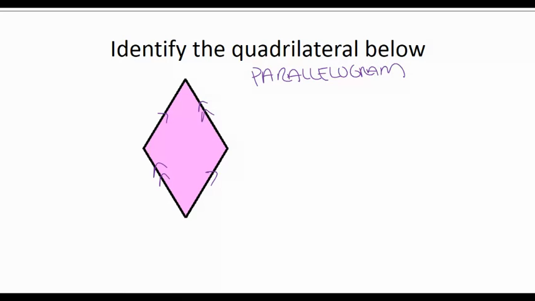Could it be a rectangle? It cannot be a rectangle because it doesn't have right angles. So if it doesn't have right angles, it can't be a square as well. Could it be a rhombus?